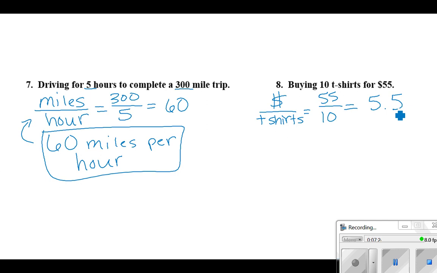Now, if we're going to interpret that, we're going to make it into money, because we have money over shirts. So 5.5, we know we need to add a 0. So it's $5.50 per shirt.